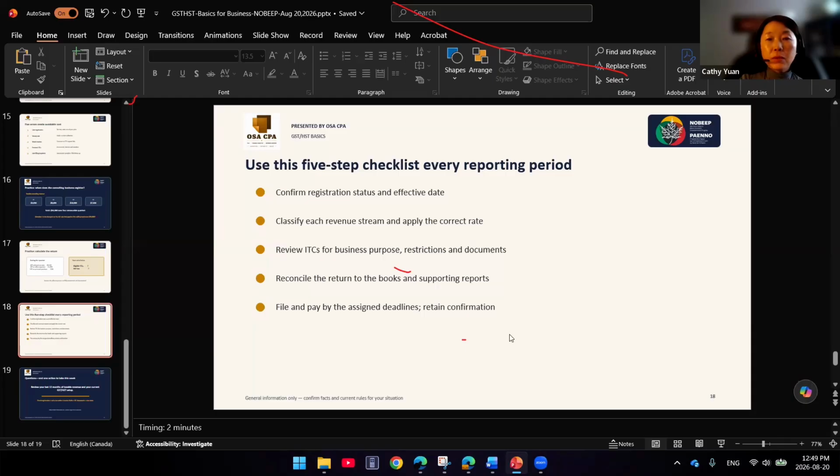Okay, I don't want to repeat. That is the reporting period that we need to keep in mind.